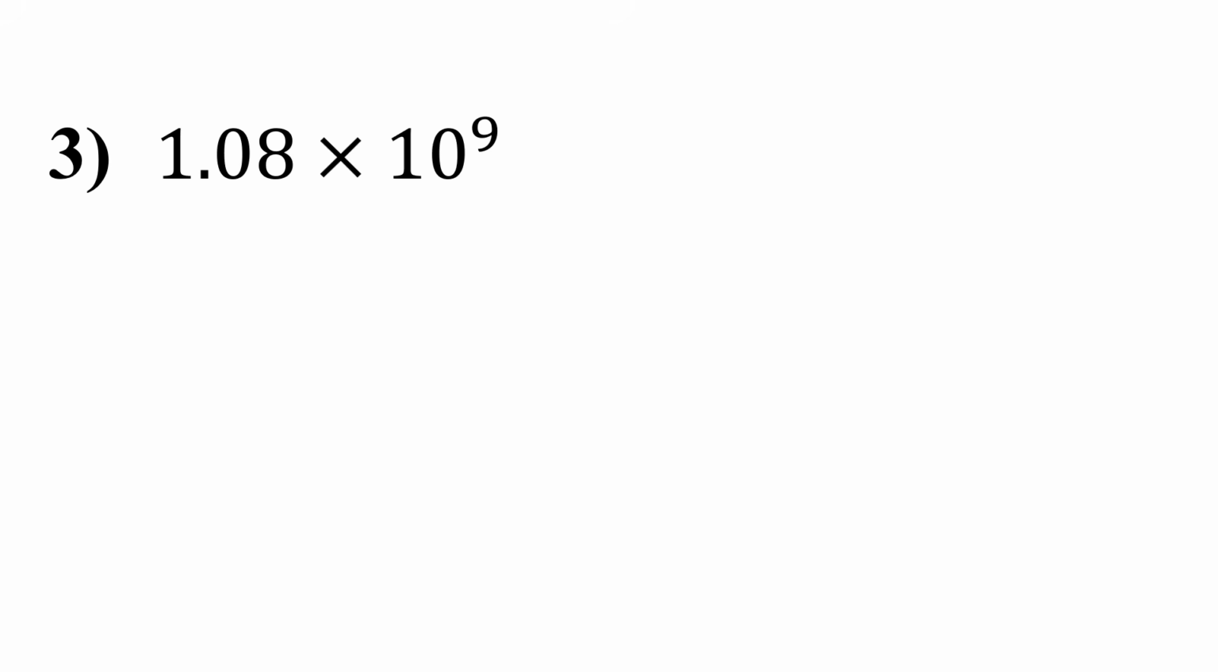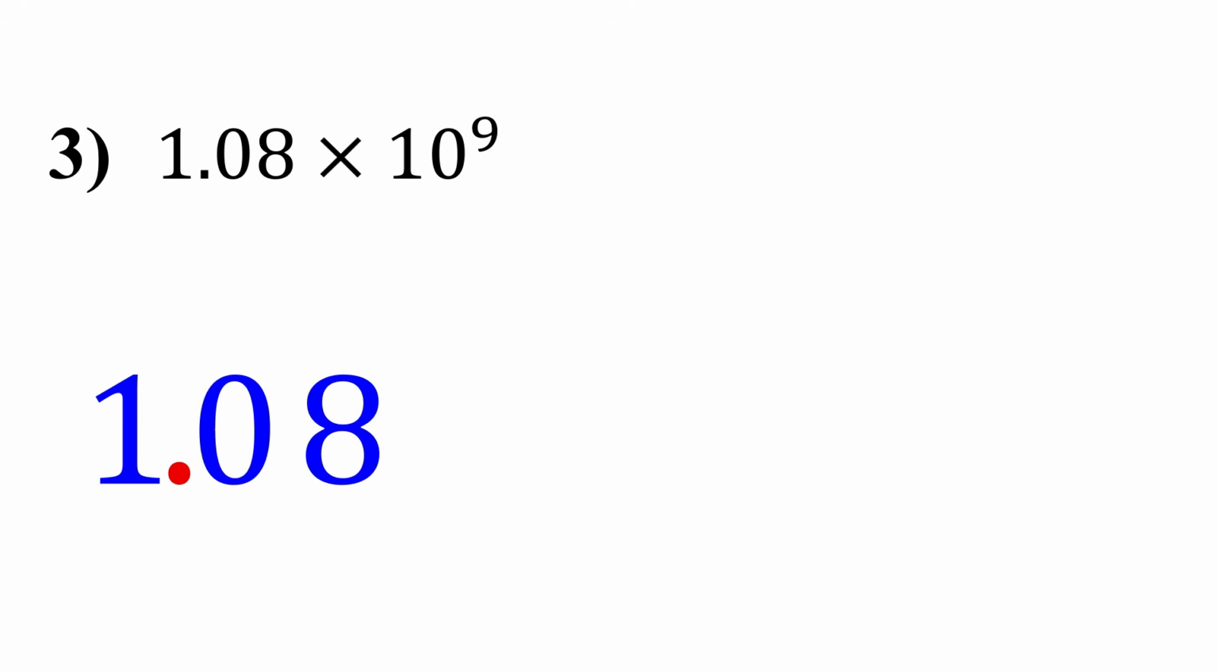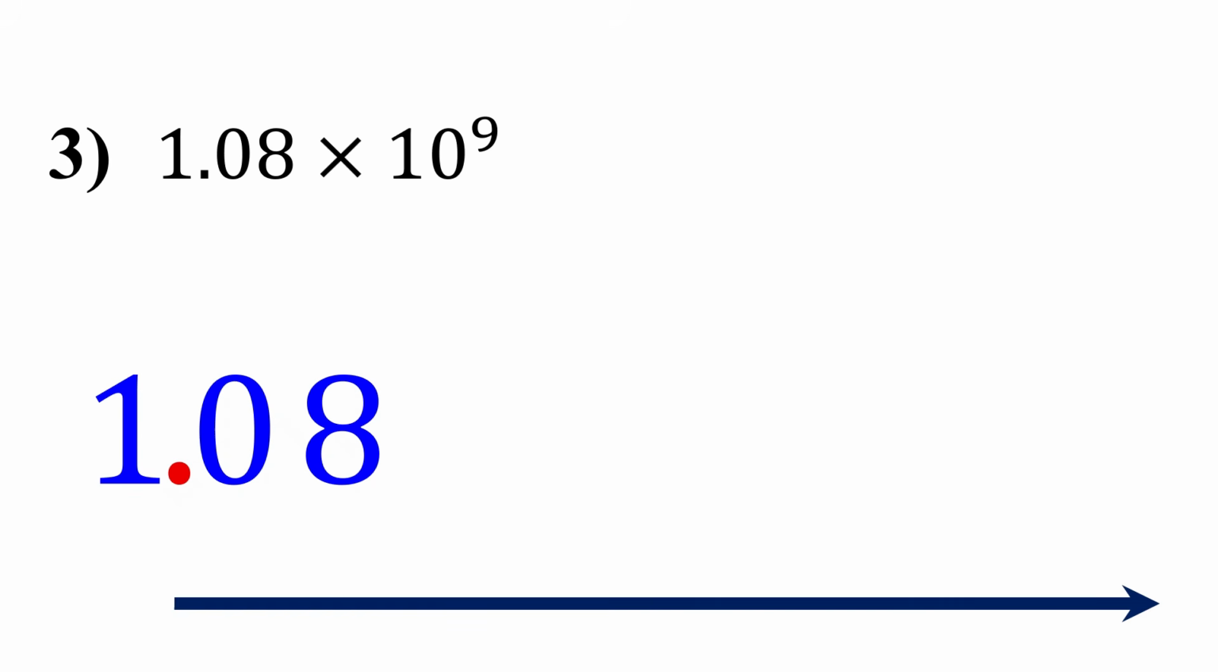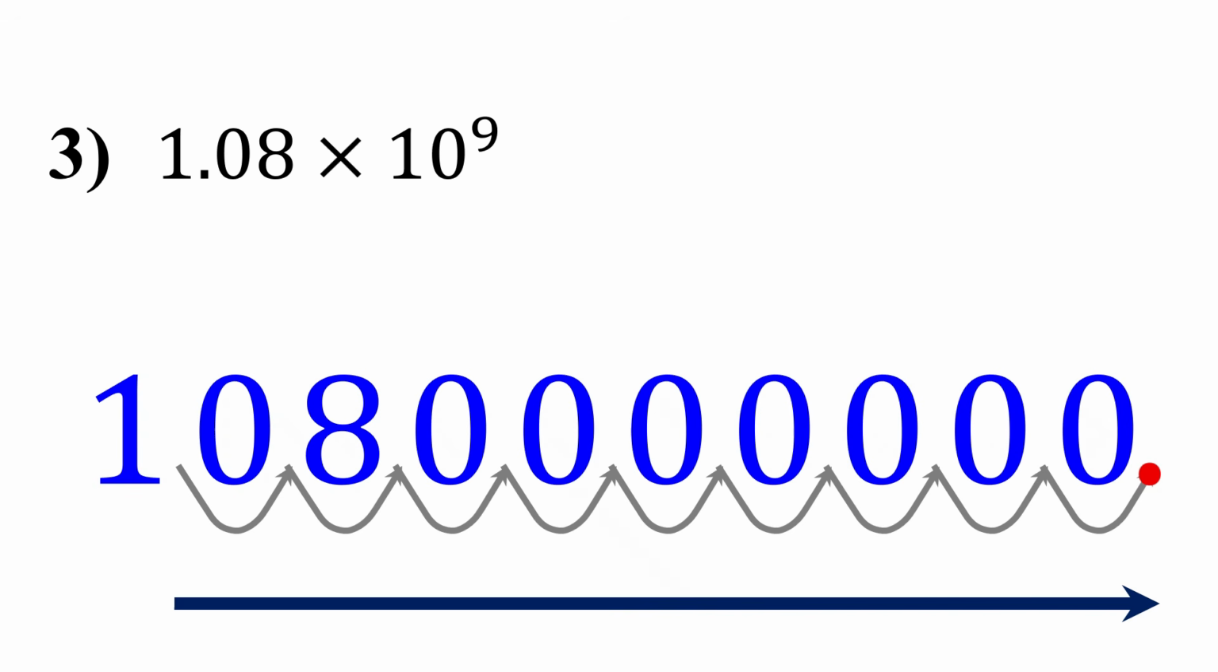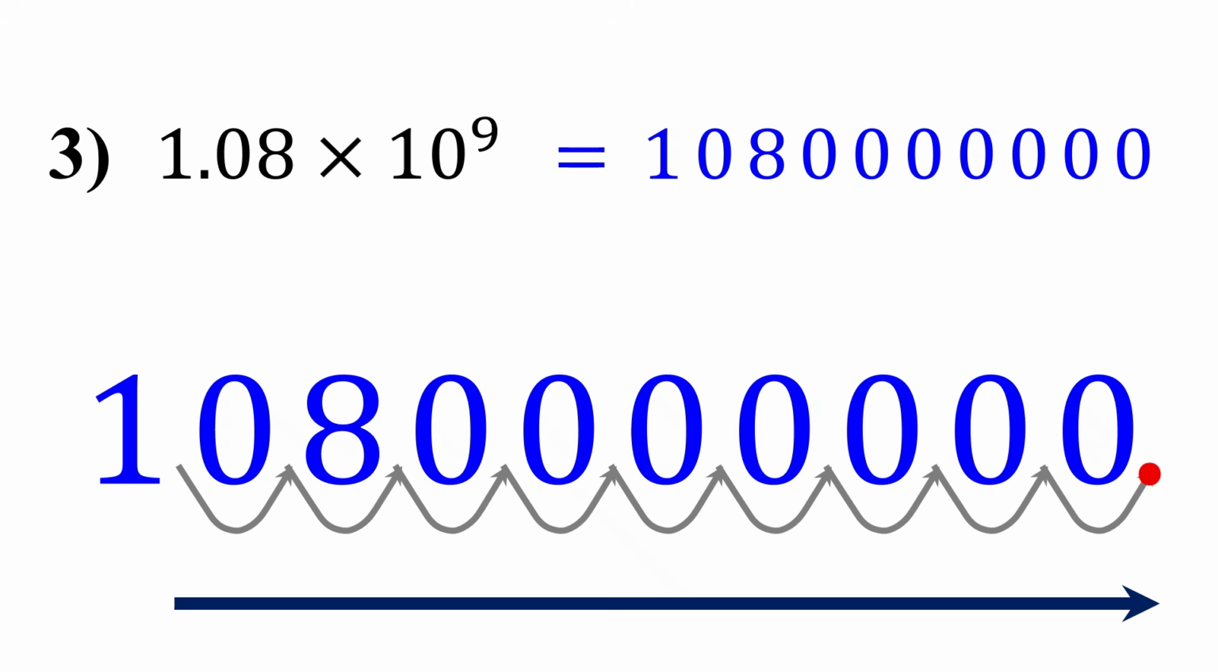The exponent is positive 9, so move the decimal point 9 places to the right. Move it 1, 2, 3, 4, 5, 6, 7, 8, 9 places. Then fill the empty spaces with zeros. And there it is. That's our number in standard form.